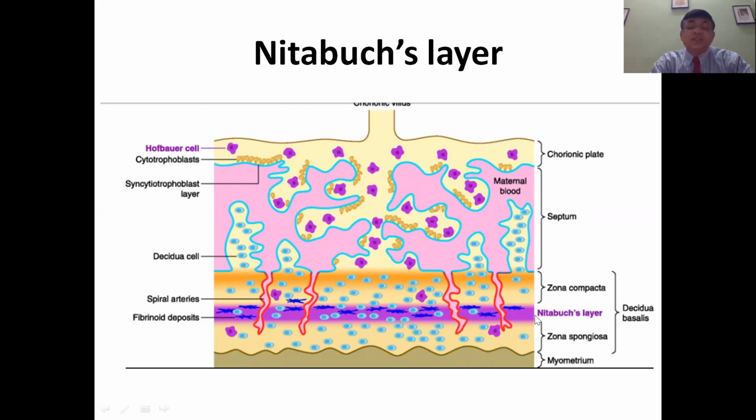And this is an important layer. Nitabuch's layer is the one where the placental separation takes place. If this Nitabuch's layer is absent, remember, these fetal vessels will enter deep into the basalis or deep into the myometrium and anchor the placenta to the uterus and it does not separate.